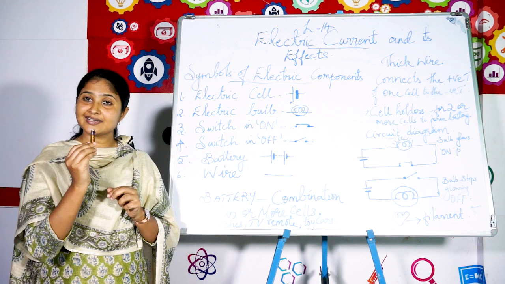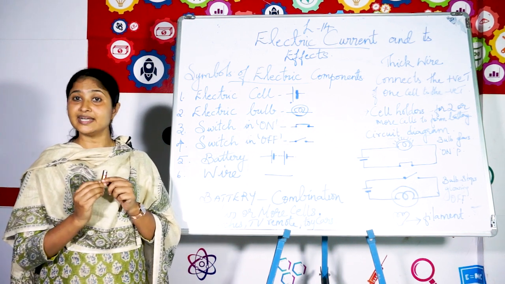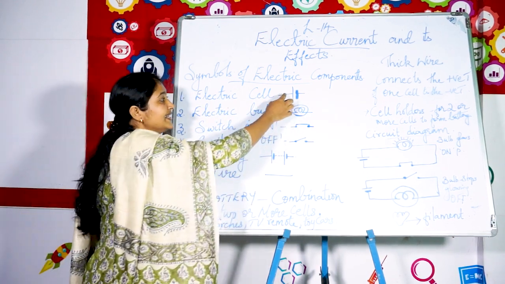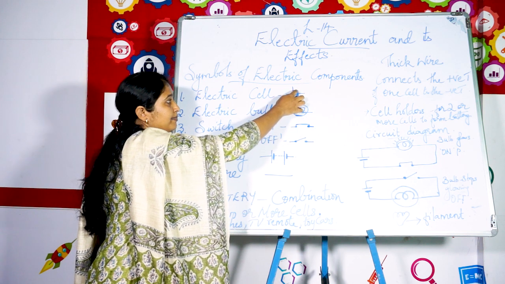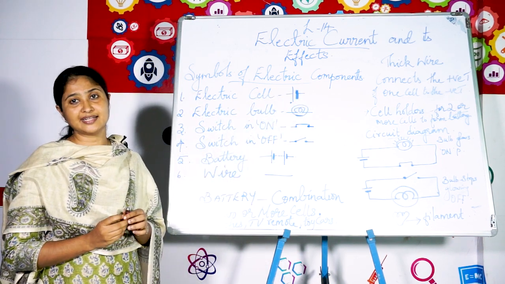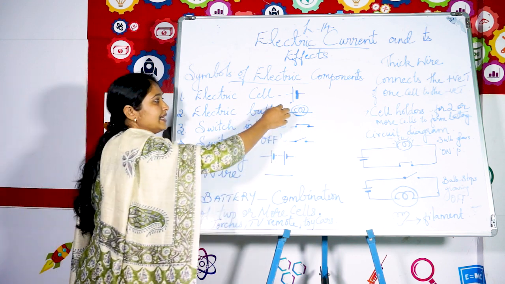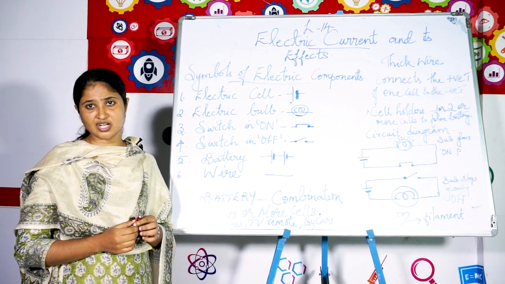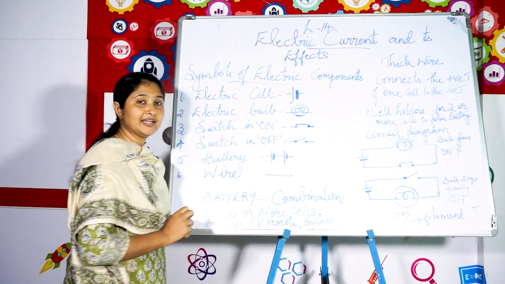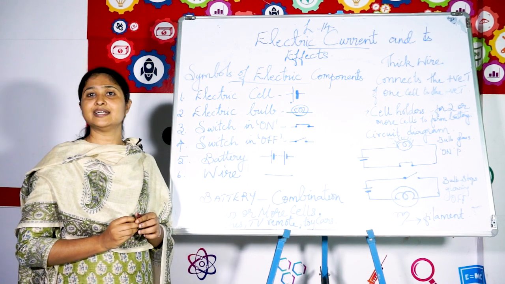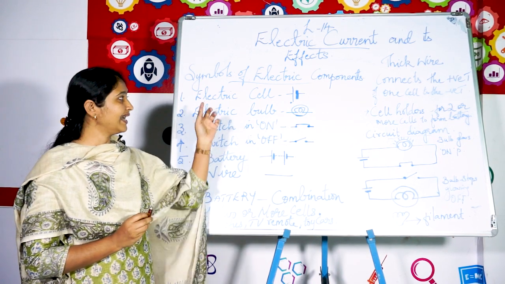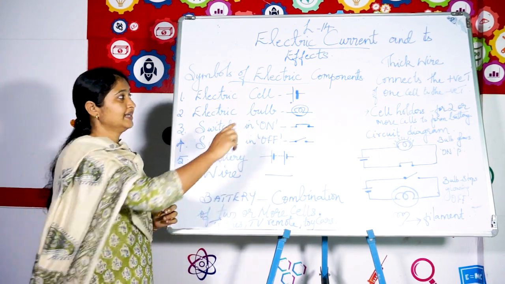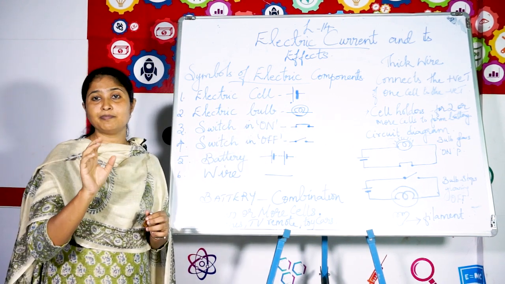For this electric cell, we represent it in a form like this. You draw a thin line and, parallel to that, another line. This thin line is the positive terminal and the thick line which is parallel to that is the negative terminal. So the symbol we use for the electric cell is two parallel lines.